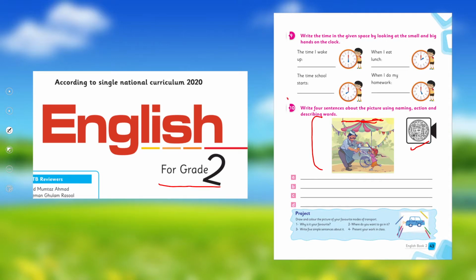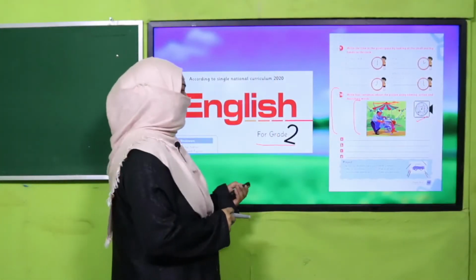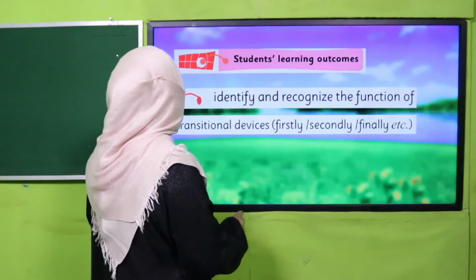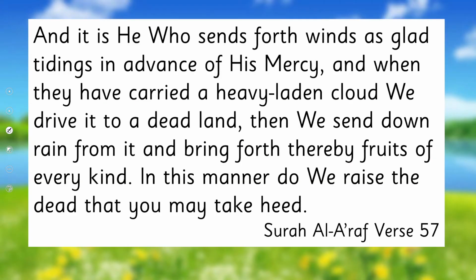And to describe a series, we learned many words like first, next, second, finally. Remember? Okay, so today we are going to learn further to identify and recognize the function of transitional devices: firstly, secondly, finally, etc. Let's start with the name of Allah subhanahu wa ta'ala.